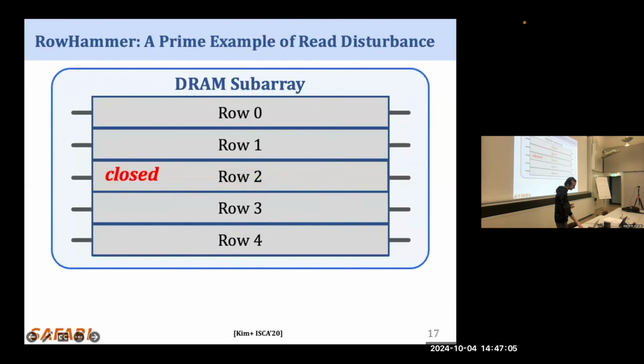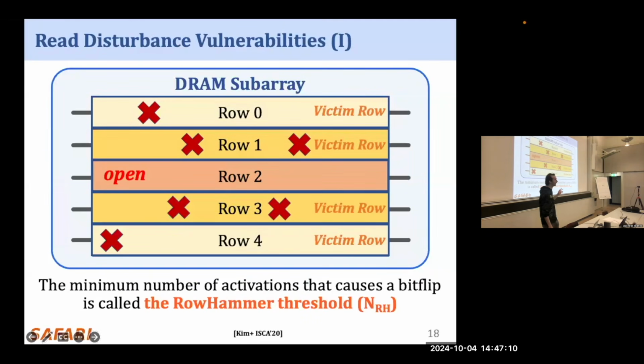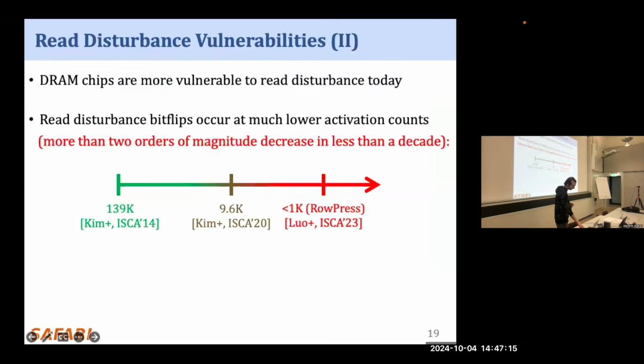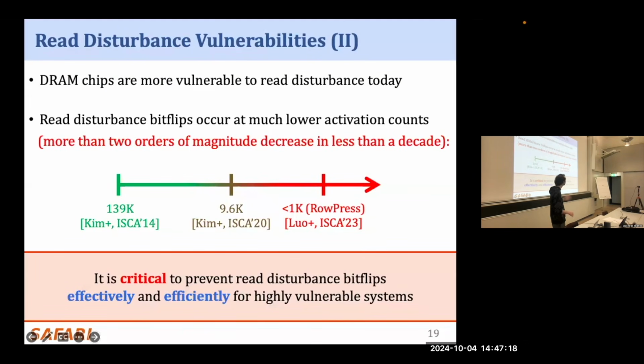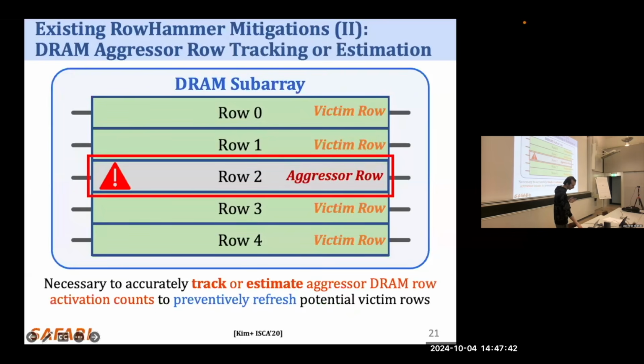As you all know, if you repeatedly open and close rows in DRAM, you induce bit flips. In our study, we refer to the RowHammer threshold as the number of activations necessary to induce the first bit flip. You also know that the RowHammer threshold has been decreasing significantly. Therefore, it is important to efficiently and effectively prevent these bit flips. One potential way to prevent these attacks is to preventively refresh victim rows before they observe bit flips. And the industry solutions that we will talk about today are also using this approach. They track or estimate the activation counts of aggressors and preventively refresh victims before they observe bit flips.